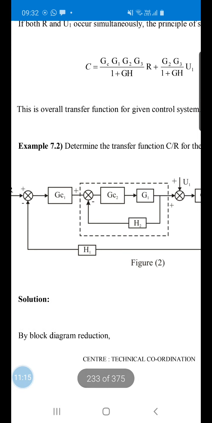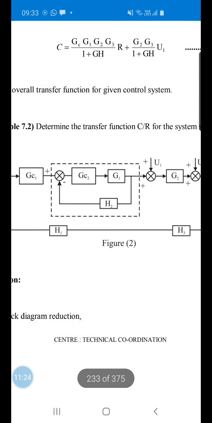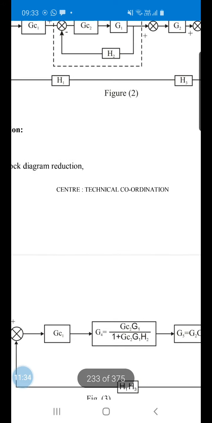Sometimes the problems are asked based upon the inner loop. So this dotted line is shown as an inner loop. You have to determine the transfer function C by R for the following system. If this dotted line is there, it means it is an inner loop and you have to solve that inner loop first. Then you can solve the remaining problem.